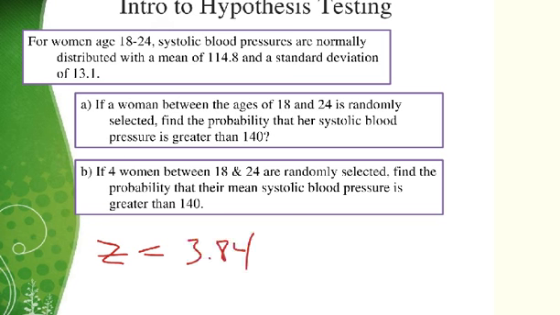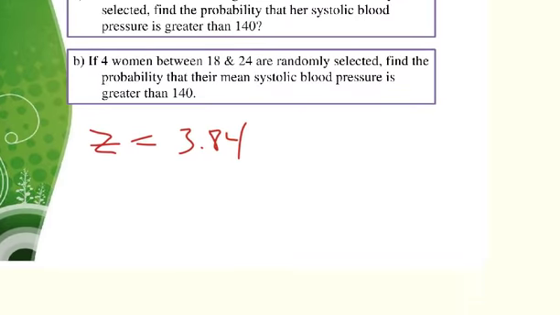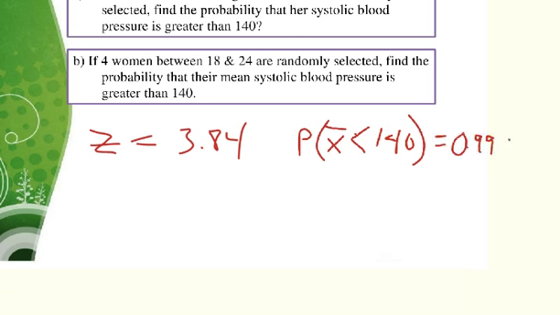3.84. Now, without even looking at my table, I can tell you that the probability of getting a z-score less than 3.84 is about as high as you can get. So the probability that my x will be less than 140, and really what we're talking about is our mean, is going to be 0.9999 because that z-score is so large.